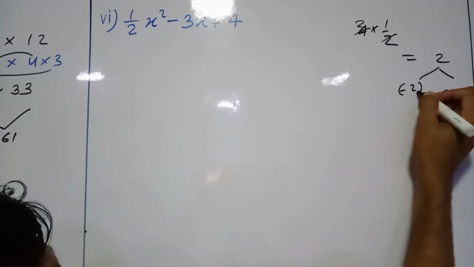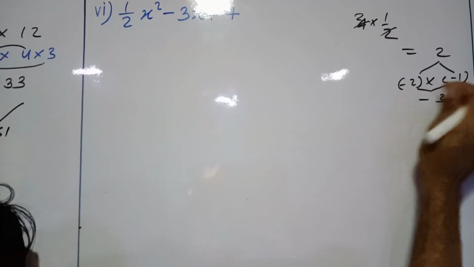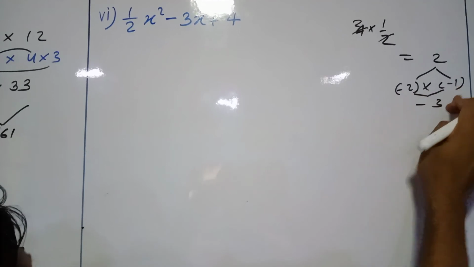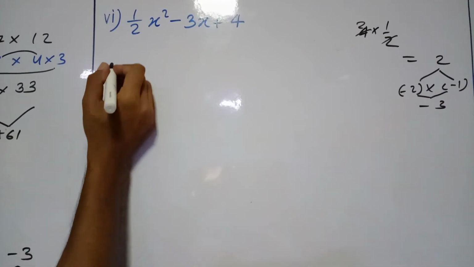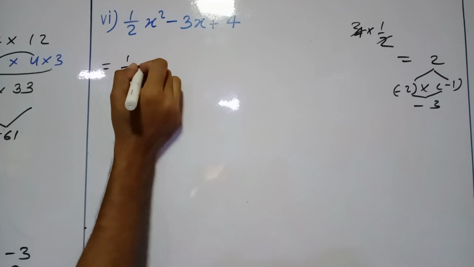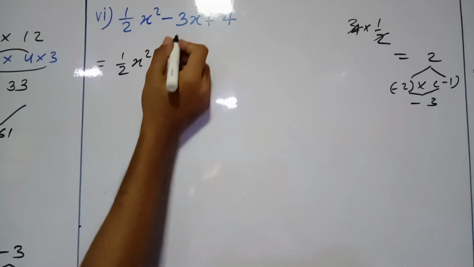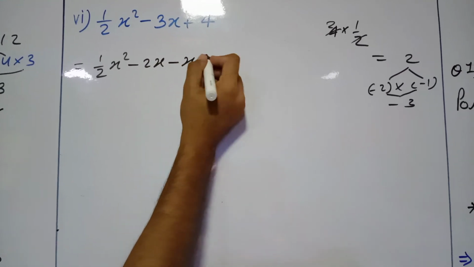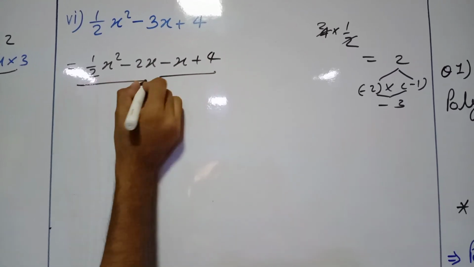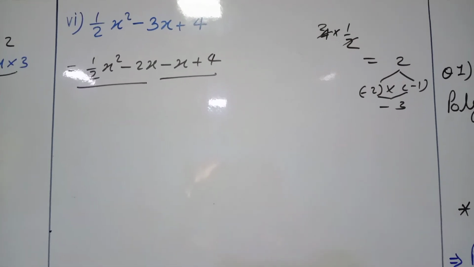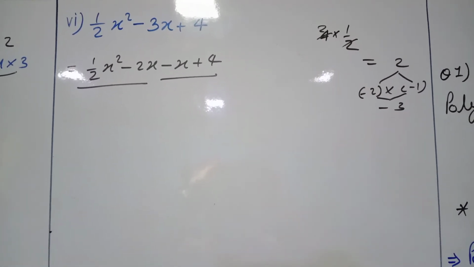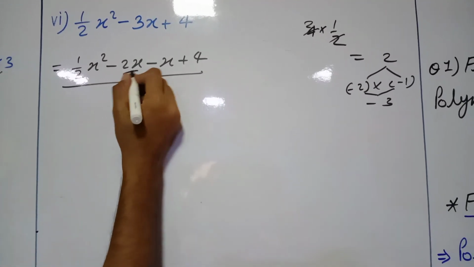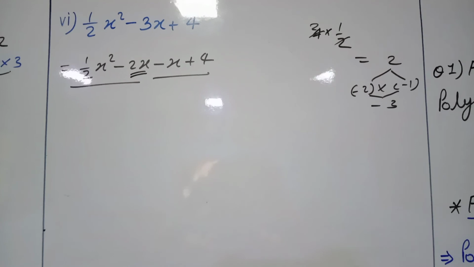So minus 2 into minus 1: 2 ones are 2, minus into minus is plus, and minus 2 minus 1 becomes minus 3. So let's do it. 1 upon 2 x square, and in place of minus 3x we write minus 2x minus x plus 4. Make the pair of 2, 2. Like the previous sums, in this also we are not getting sufficient common. In the previous one we changed the second term.